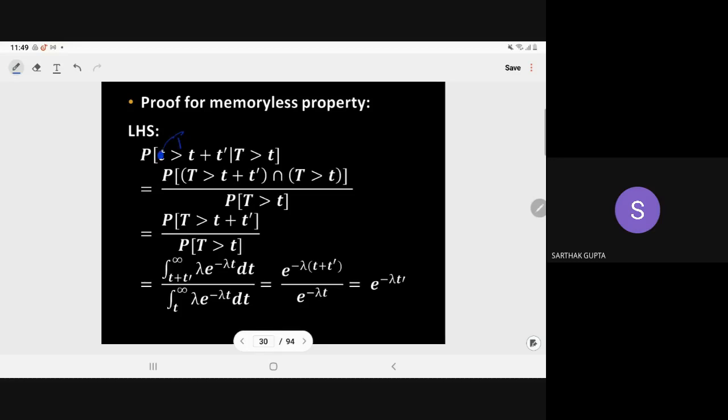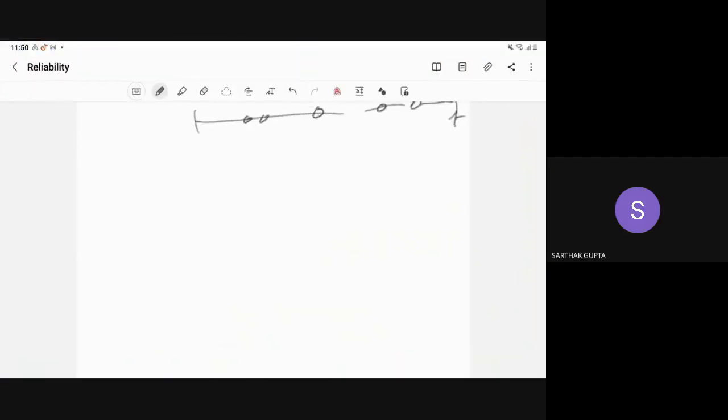So probability of capital T greater than t plus t dash, given T greater than t. The probability of A given B can be written as probability of A intersection B divided by the probability of B. So probability of T greater than t plus t dash intersection T greater than t, divided by the probability of T greater than t, right? So the intersection will give the probability of T greater than t plus t dash divided by the probability of T greater than t. I think two times already we have sort of proved this.